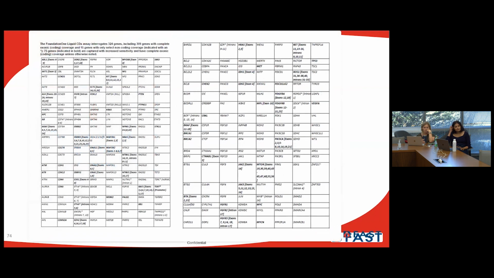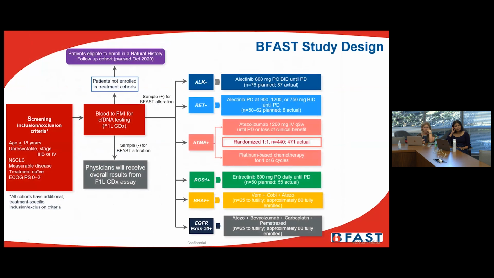You can't read this, but there's a list of their genes, which you can Google very easily. Their package insert is available publicly. So here's the study of BFAST.